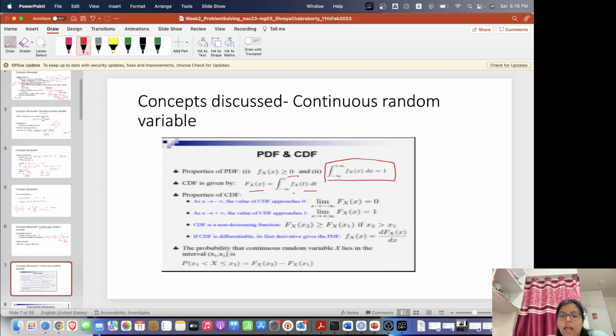a CDF, and there are 4 properties of the CDF. As x tends to minus infinity, the CDF tends to 0. As x tends to plus infinity, the limit of the CDF becomes 1, and this is a non-decreasing function in the sense that if x2 is greater than x1, then the CDF evaluated at x2 will always be greater than or equal to the CDF evaluated at x1. And if this is differentiable, the first derivative gives the probability density function.